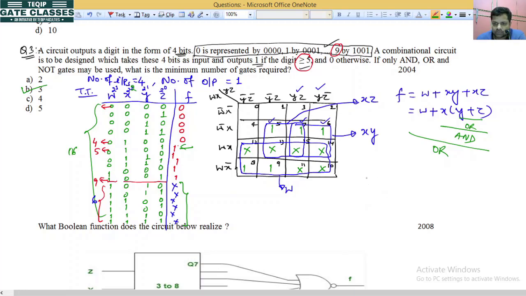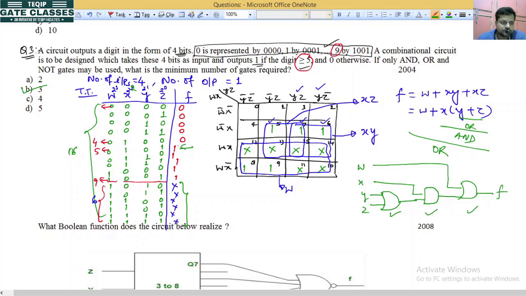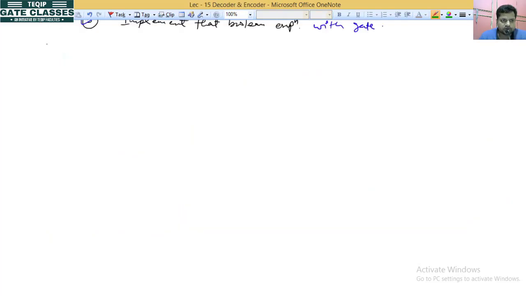You can see it here. We have x, y, z, w. So y and z are connected with an OR gate, then x and the output of this OR gate are connected with an AND gate. After that, w and the output of this AND gate are connected with another OR gate. So how many gates are there? 1, 2, 3 gates. So the answer is 3. Now our next concept is decoder circuit.